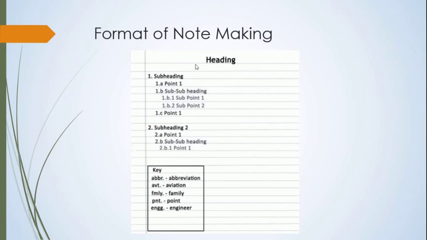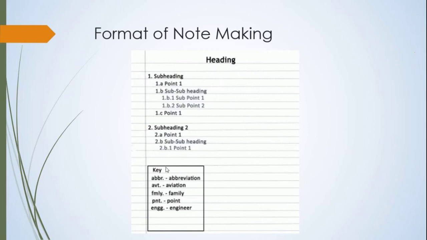The heading will be at the center. Then all of this will be here at the margins, the left margin: subheading, then the other headings that follow the subheadings. Within subheadings, you can have point 1 and point 2, and then so on. Then subheading 2, point 1, and then point 2.